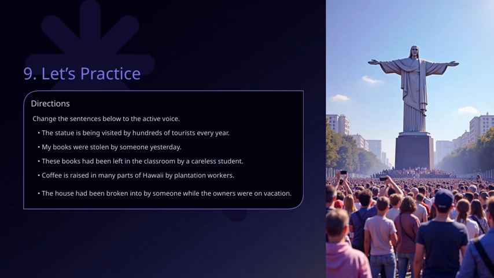The key point here is that active voice emphasizes the doer of the action, making sentences clearer and more direct. This exercise ties into our overall theme of effective communication. Using the active voice often makes our writing and speaking more engaging and easier to understand.